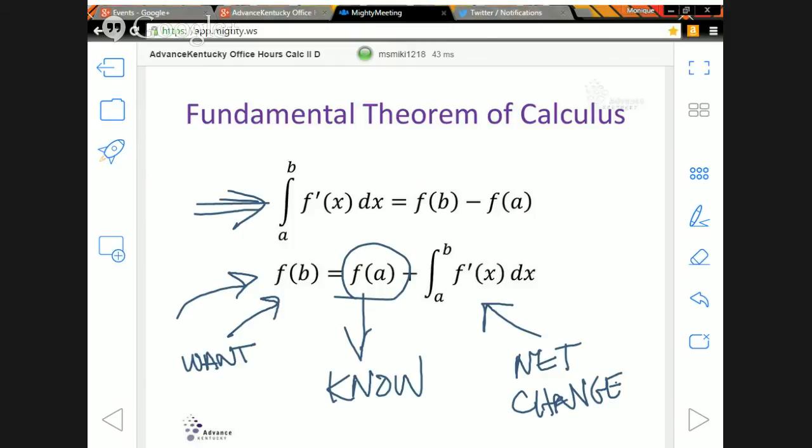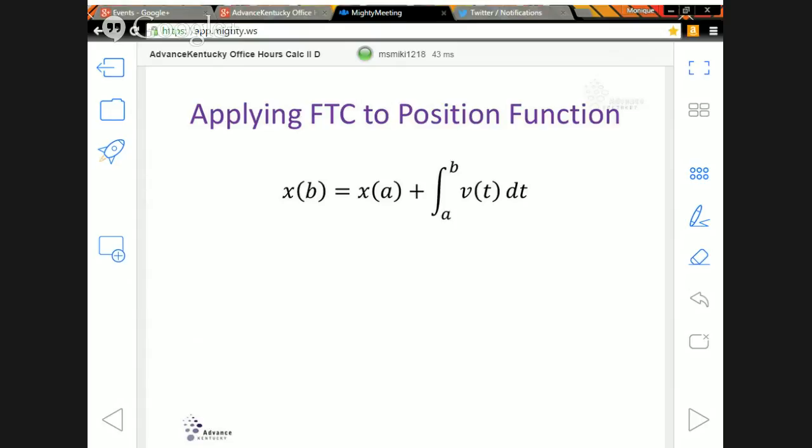So for example, let's apply this to the position function. What we had was f of b, which we're going to replace with x, our position function, is equal to f of a, again replacing that with x, plus the integral from a to b of v of t. Remembering that the velocity function is equal to the derivative of the position function. So this is really that same form of the fundamental theorem of calculus that I just showed you.